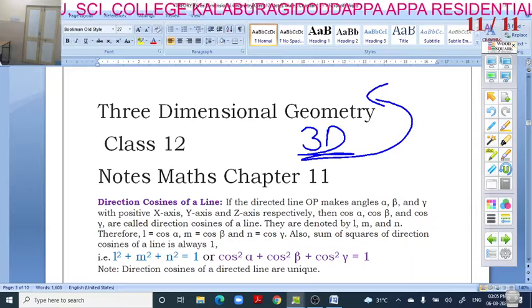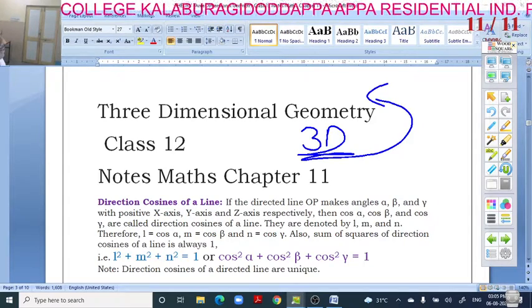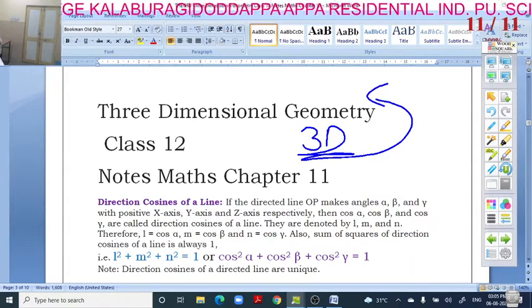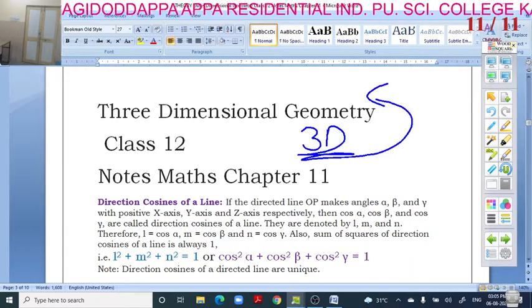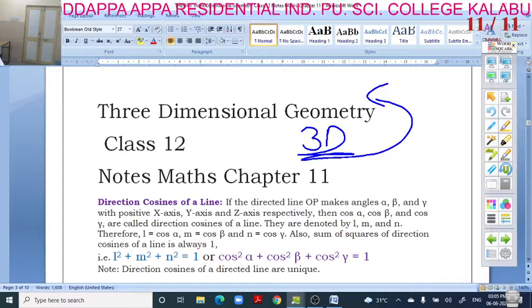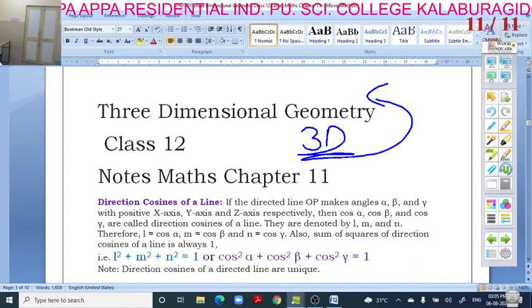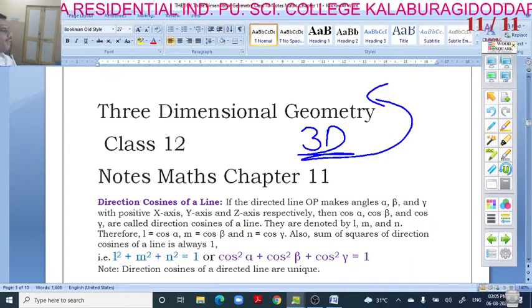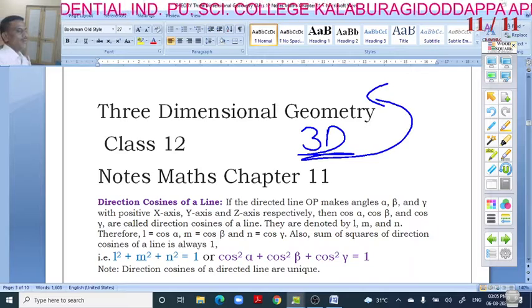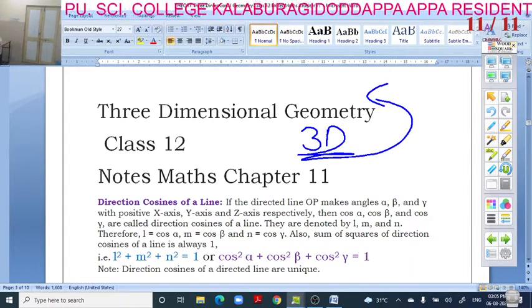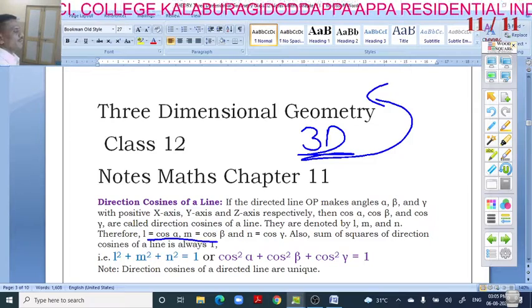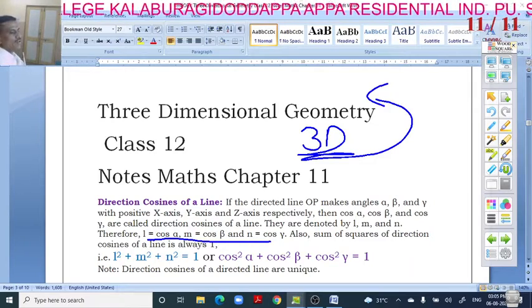If the diagonal line OP makes angles alpha, beta, gamma with the positive direction of the x-axis, y-axis, and z-axis respectively, then cos alpha, cos beta, cos gamma are called the direction cosines of a line. They are denoted by l, m and n. Therefore, l is equal to cos alpha, m is equal to cos beta, and n is equal to cos gamma.